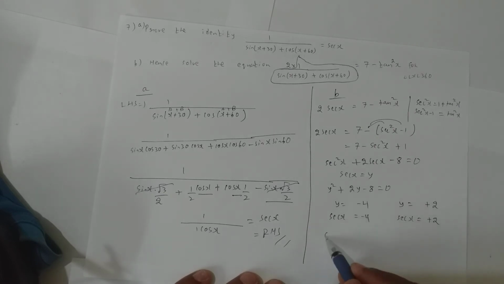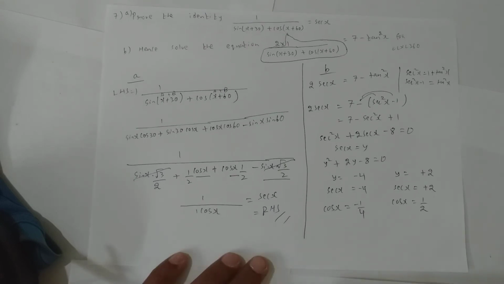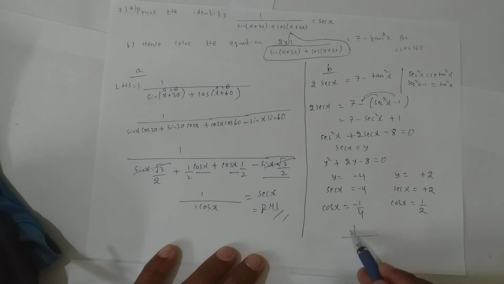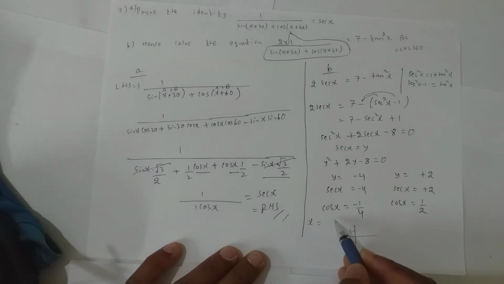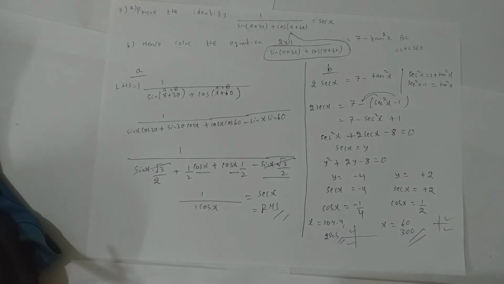Secant x is nothing but 1 by cos x. How do I get cos x? By doing the reciprocal. So it becomes cos x equal to minus 1 by 4. Here also cos x equal to 1 by 2. Now I can find the values of x. Cos is negative. Where all is it negative? Second and third. Clear? So how do we get an angle in second? 180 minus cos inverse 0.25, which is 104.4. And third is 180 plus cos inverse 0.25, which is 255.5. Now here where all is it positive? First and fourth. So my x values are 60 and 300. So these are the 4 values of x that I have got.